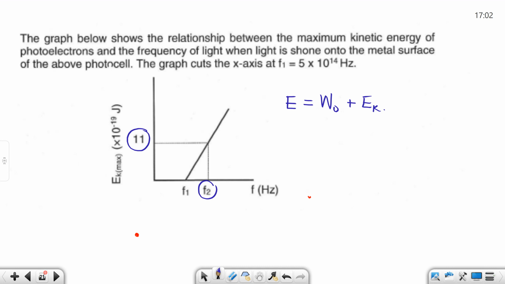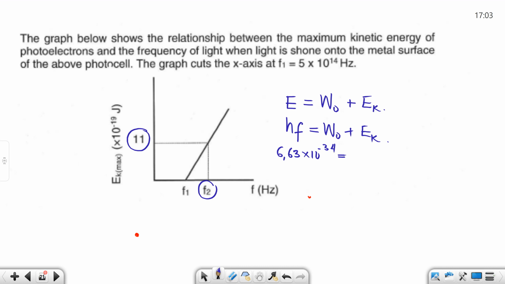Now the question is, somebody will say, but there's no F here. There is. Where's the F? In the E. Remember what is E? hf equals work function plus kinetic energy. Do we know our h? 6.63 times 10 to the power negative 34.